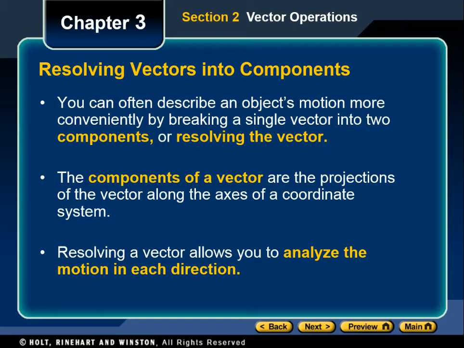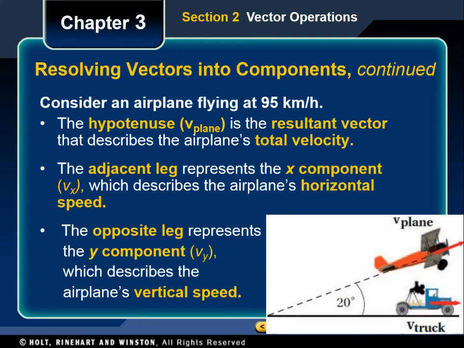Resolving a vector allows you to analyze the motion in each direction. This point is illustrated by examining a scene on the set of an action movie. In this scene, a plane travels at 95 kilometers per hour at an angle of 20 degrees relative to the ground. Filming the plane from below, a camera team travels in a truck directly beneath the plane at all times, as is shown in figure 2.6 on your screen.